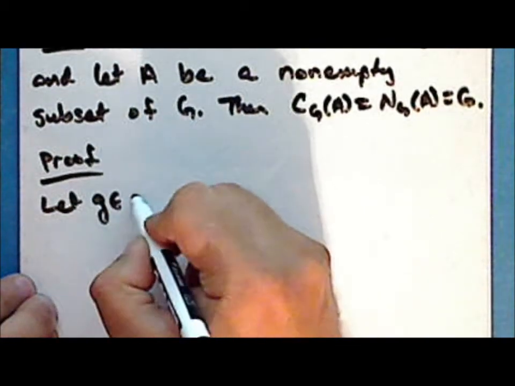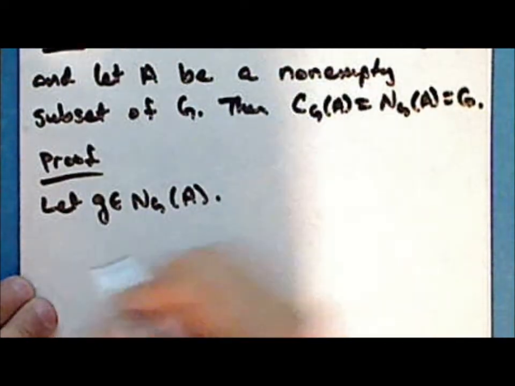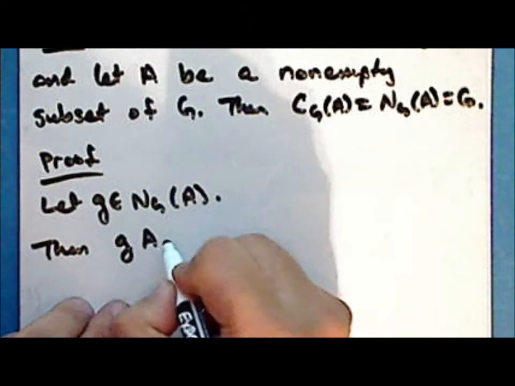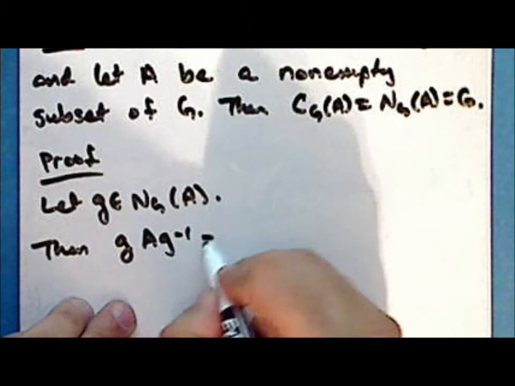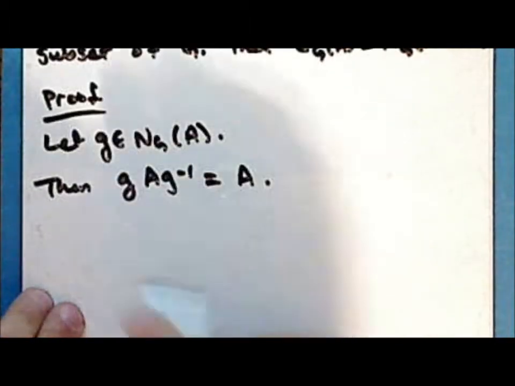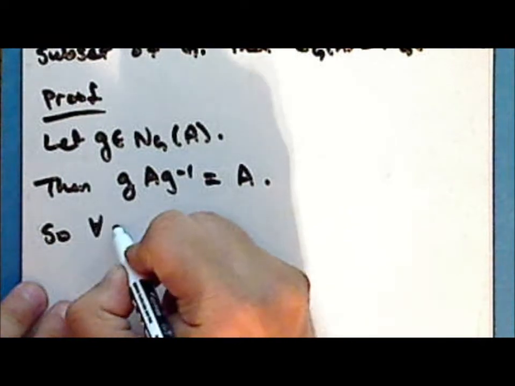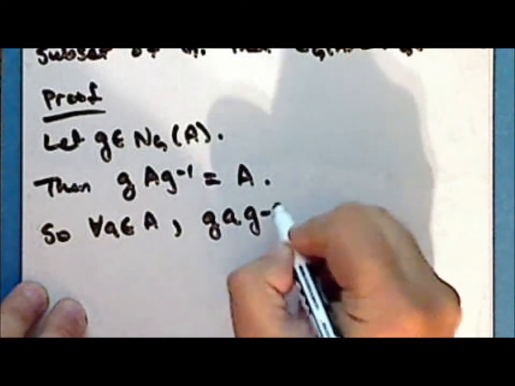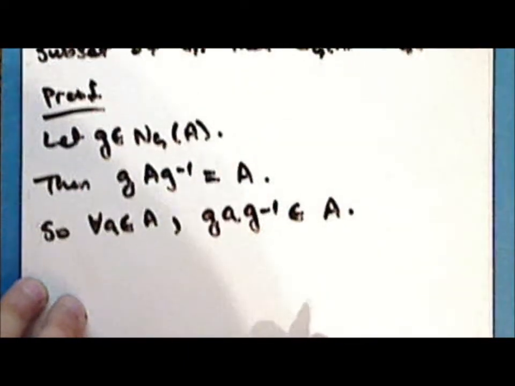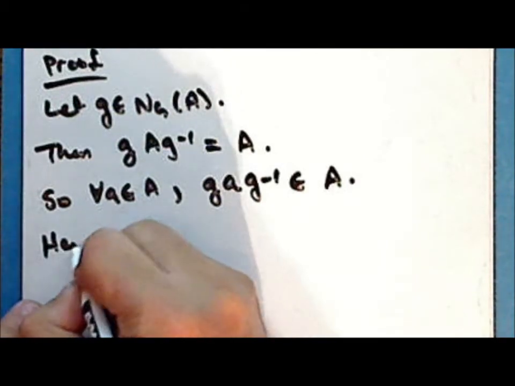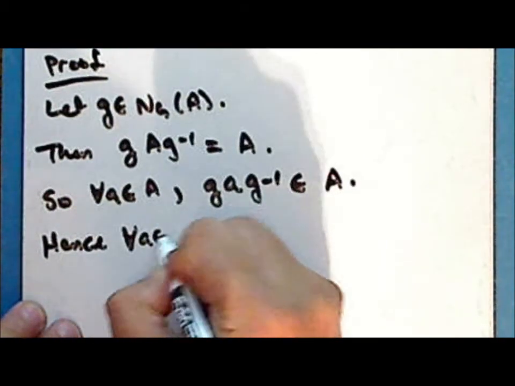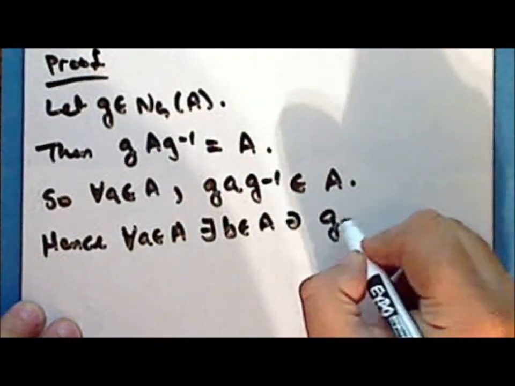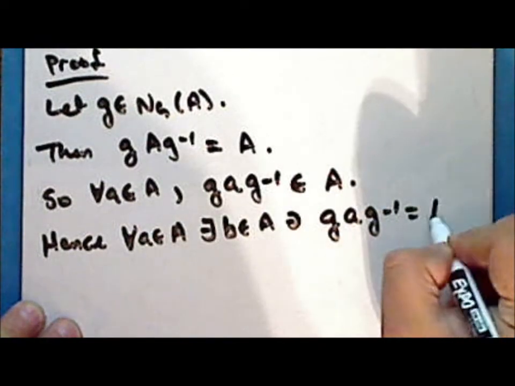Let g be an element in the normalizer of A in G. Then the set of conjugations of the elements in the set A by g is equal to A. And so for every element a in the set A, we have that the product g times a times g inverse is an element in the set A. And hence for every element a in the set A, there exists an element b in the set A such that g times a times g inverse is equal to b.